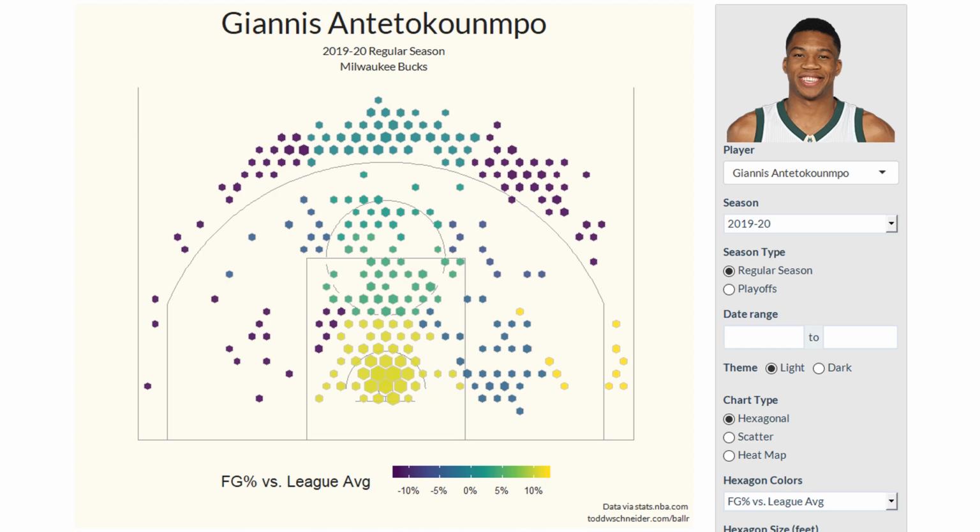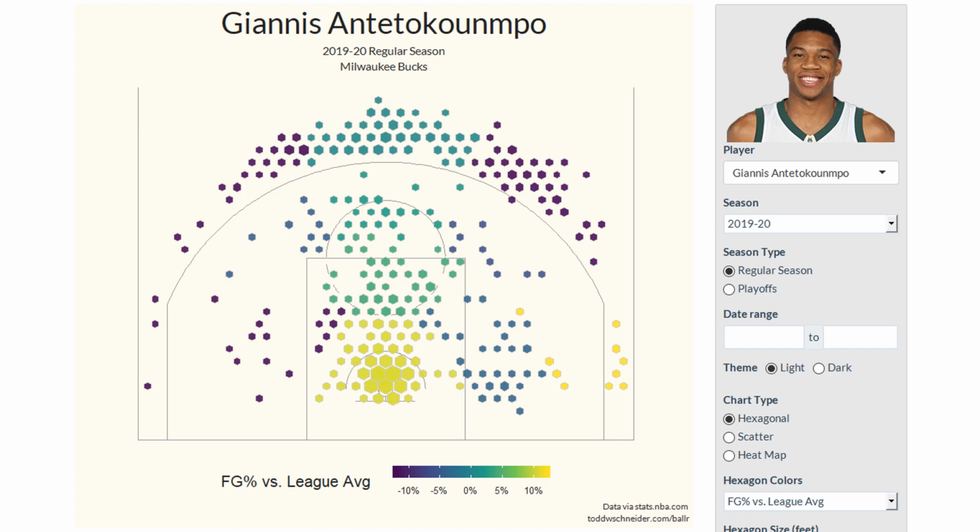The color scale at the bottom of the chart tells you how efficient he is in that location, with field goal percentage being the measure that determines efficiency. So from looking at the color scale, we could see that players would like for their hexagons to be yellow or green because that means they're extremely efficient in that area of the court, and would like to avoid having any blue or indigo areas.